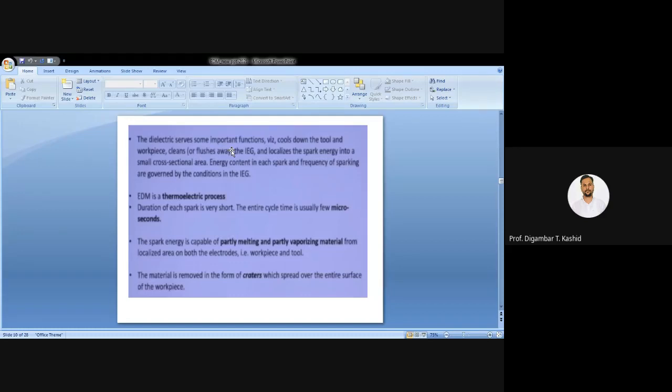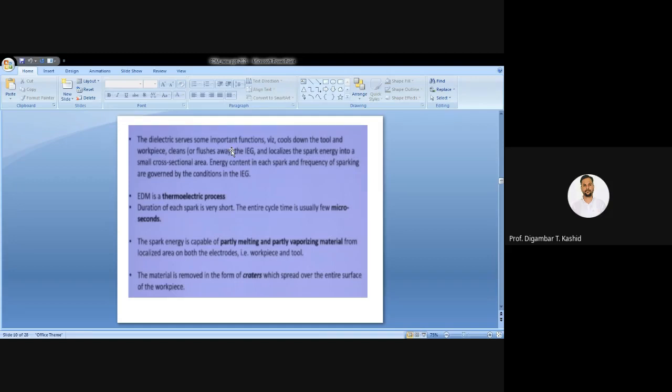And as we know, EDM is a thermal process. We are using electrical energy to thermally heat, then melt and vaporize the material from the craters into the interelectrode gap. The duration of each spark is very short, and the entire cycle time is usually a few microseconds. So within a few microseconds, the capacitor charging and discharging and the deionization all happen.